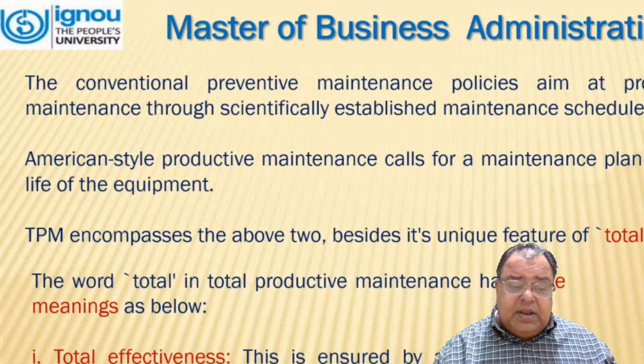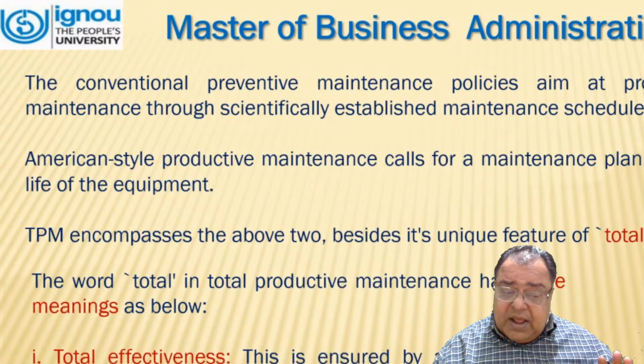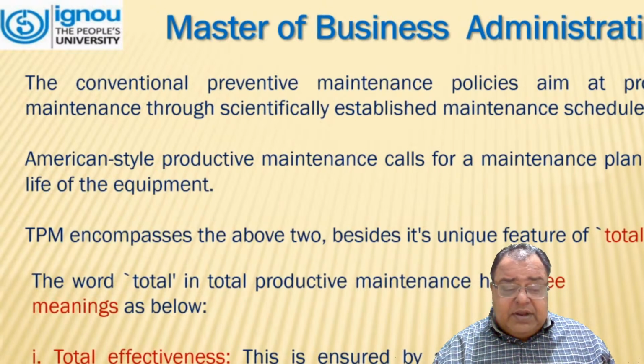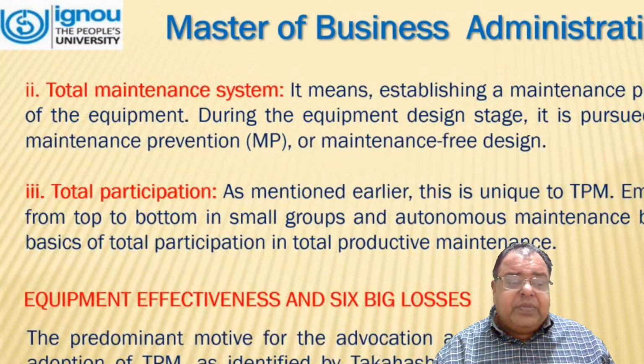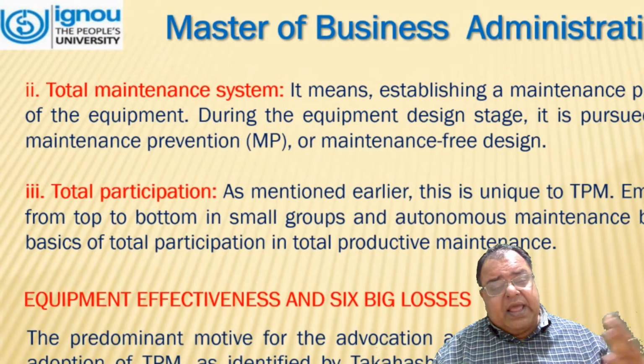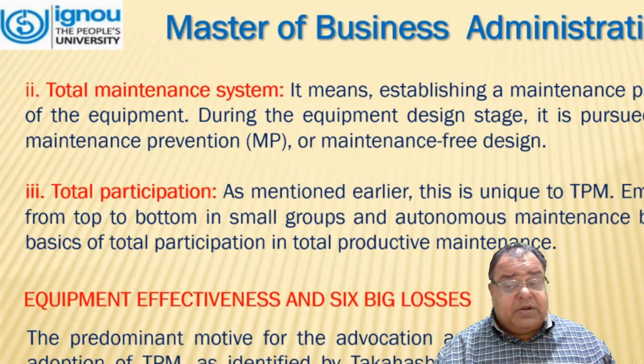The word total in total productive maintenance has three meanings. First one, total effectiveness. This is ensured by a scientifically established preventive maintenance system, taking care of the economic efficiency of the system. Secondly, it is the total maintenance system, which means establishing a maintenance plan for the entire life of the equipment. During the equipment design stage, it is pursued by the concept of maintenance prevention or maintenance free design.